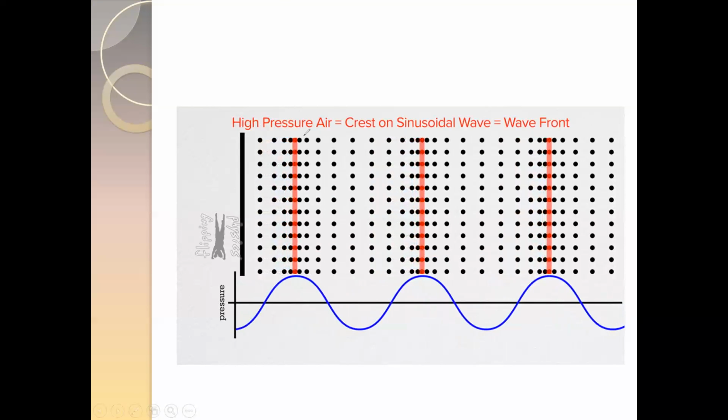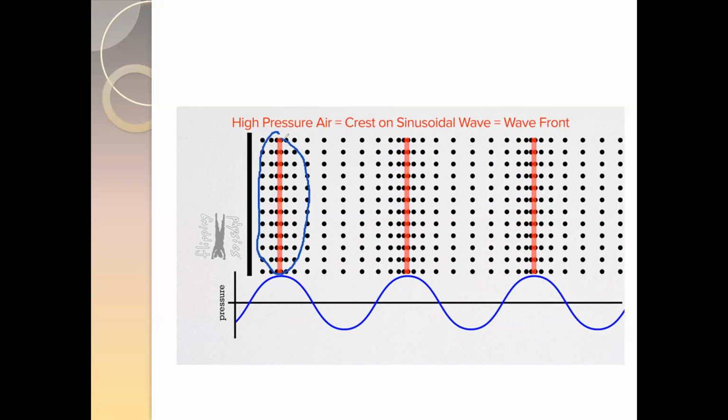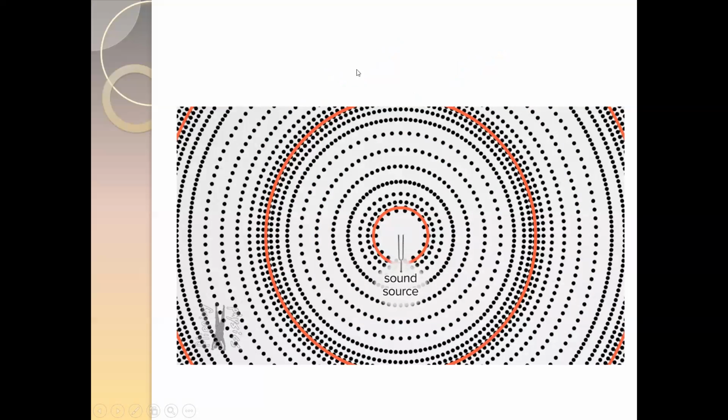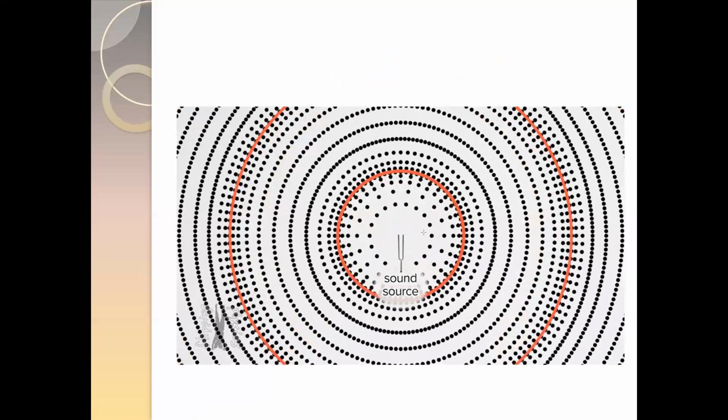And in a longitudinal wave, there are regions where the particles are very close to each other. The region where the particles are closer to each other, we call compressions. And the region where the particles are away from each other, we call rarefactions. So whenever you have a longitudinal wave, there will always be regions of compression and rarefactions.